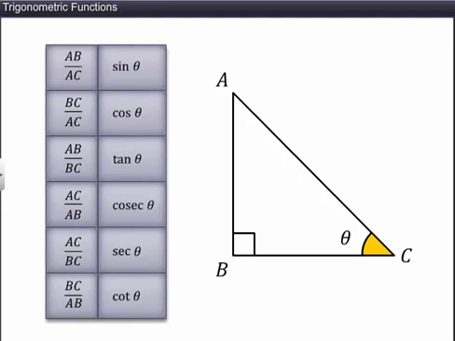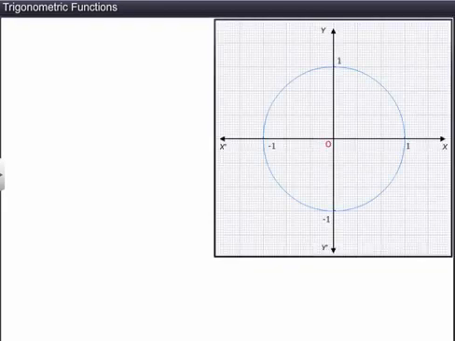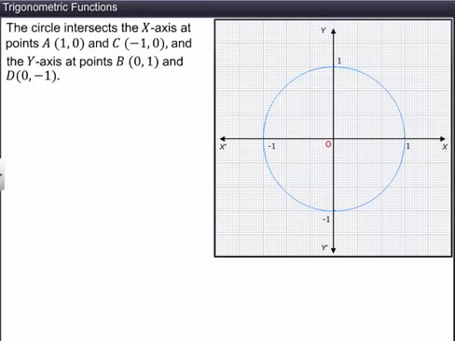as trigonometric functions. Consider a unit circle such that its center is at the origin. This circle intersects the x-axis at points A and C with the coordinates 1, 0 and -1, 0 respectively, and intersects the y-axis at points B and D with the coordinates 0, 1 and 0, -1 respectively.